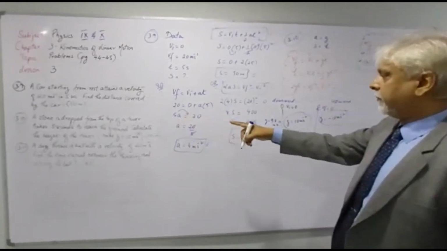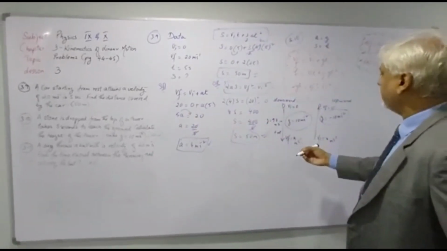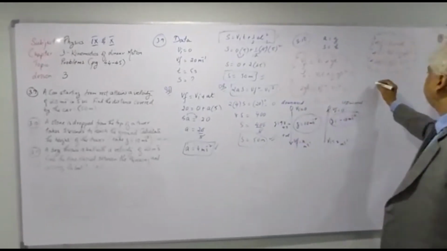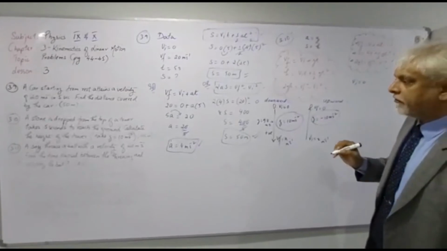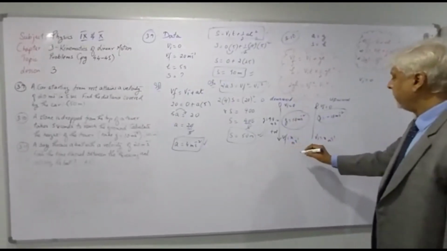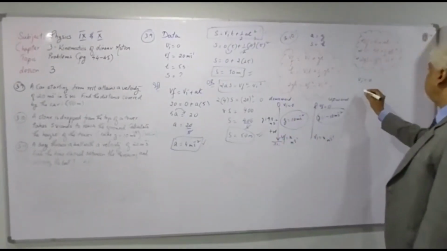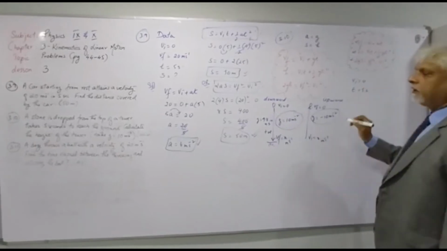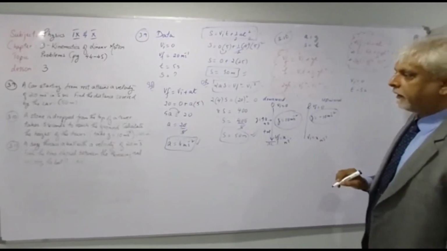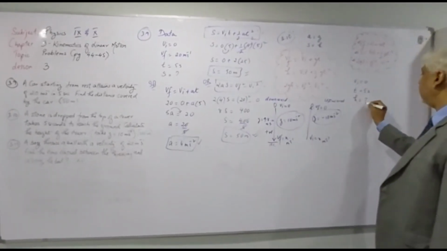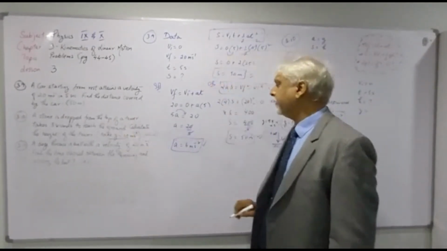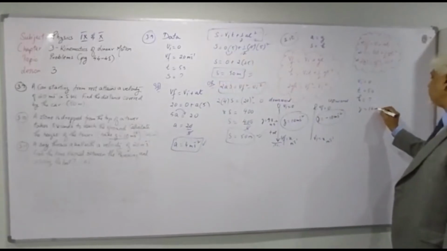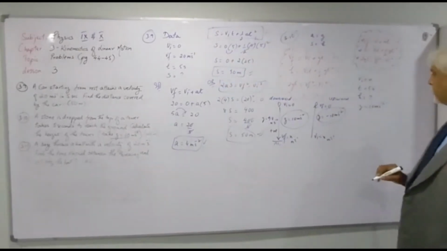A stone is dropped from the top of a tower, so the initial velocity is 0, and it takes 5 seconds to hit the ground. The time is 5 seconds. Calculate the height of the tower. H is equal to how much? The value of g is given to us, we need to take it as 10 meters per second squared. Even if it's not given, you will take it as 10 meters per second squared.